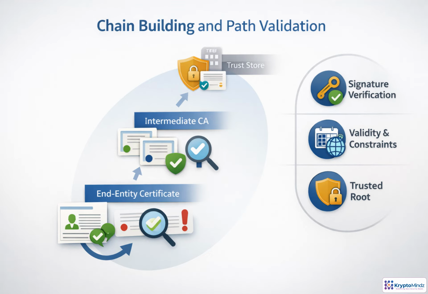When a client receives a certificate, it immediately tries to build a chain from that certificate up to a root it already trusts. First, it finds the issuer, then checks that each certificate is correctly signed by the next one up. At every step, it verifies dates, revocation status, CA flags, and extended key usages. Only if the chain ends in a trusted root does the certificate become acceptable.